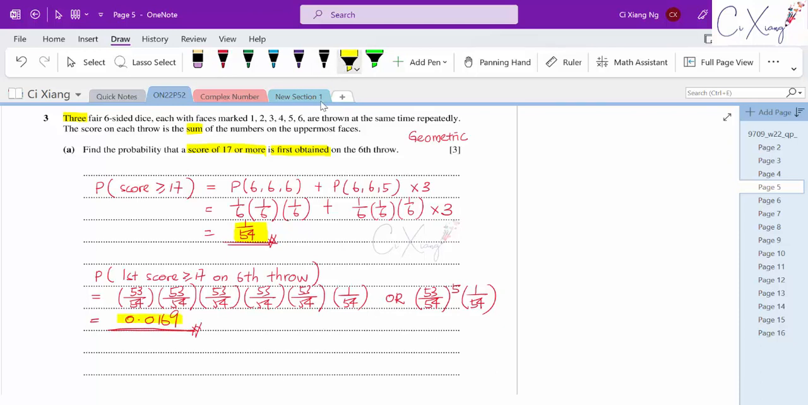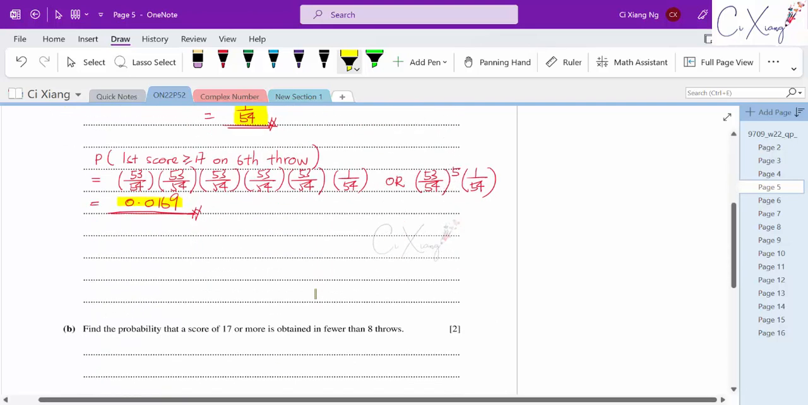Okay, so the step here in front is basically the understanding, and this is basically the simplified version of the solution here, and it is actually the geometric distribution formula for the general case. So this is what we have for part A in question number 3. Alright, so let's have a look at part B.